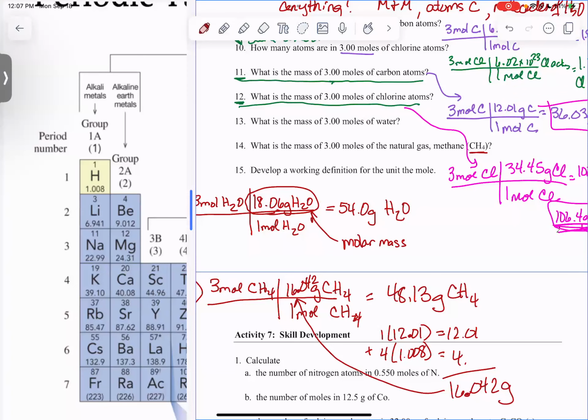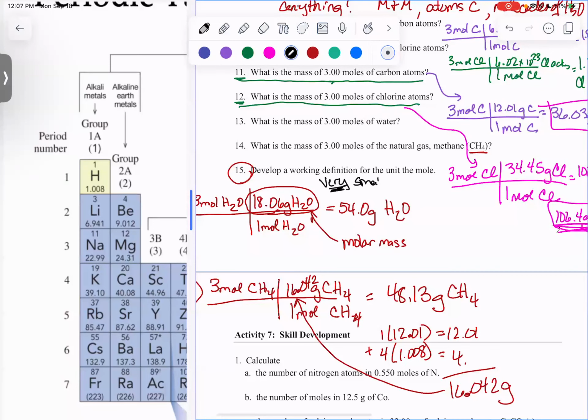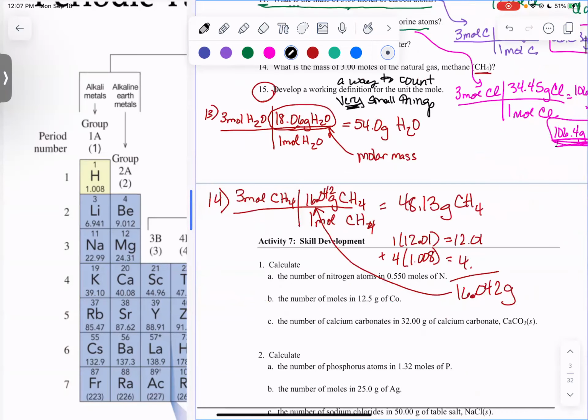So your job is to do number 15, to develop for yourself a working definition for the unit of mole, right? It's just like the way we use a dozen to count eggs or baked goods, the way a ream is used to count paper. A mole is a way to count very, very small things. So it's a way to count very small things, and that's it. Okay.